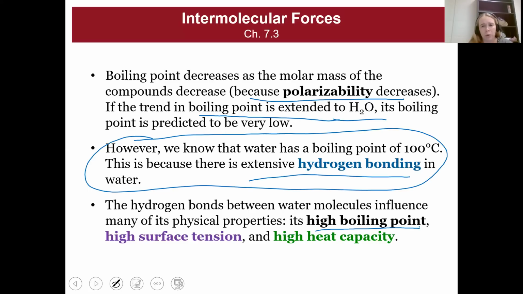Hydrogen bonds in water influence many of its physical properties. Its high boiling point being one of them, but also its high surface tension. If you've ever seen those little bugs that walk on water, that's because water has a really high surface tension. And its high heat capacity. Heat capacity is how much we have to heat it up to change its temperature. We'll learn a lot about that in chapter 10.